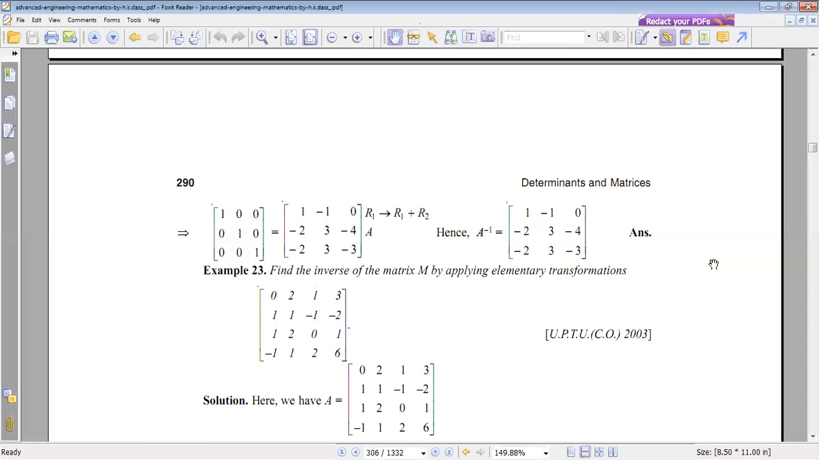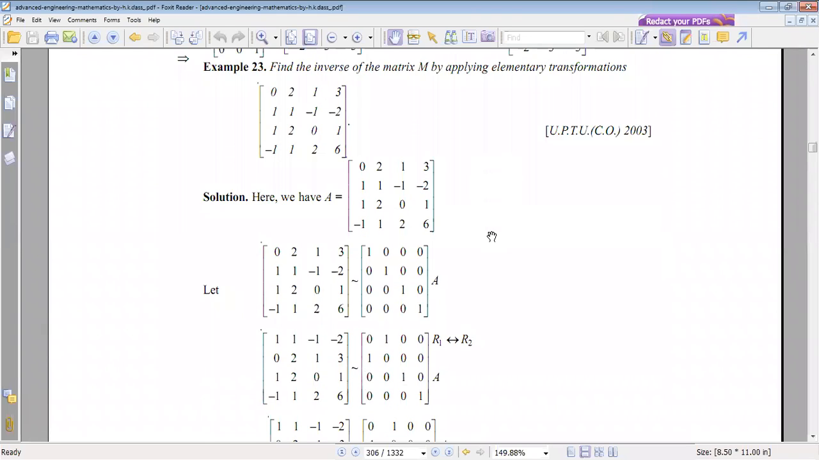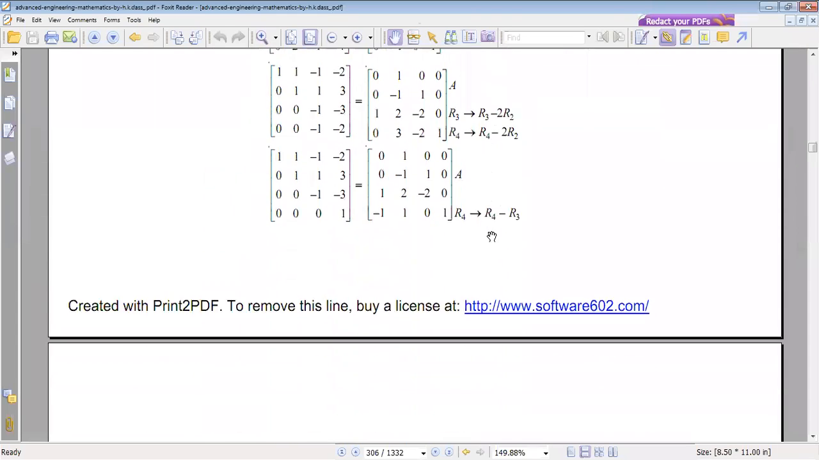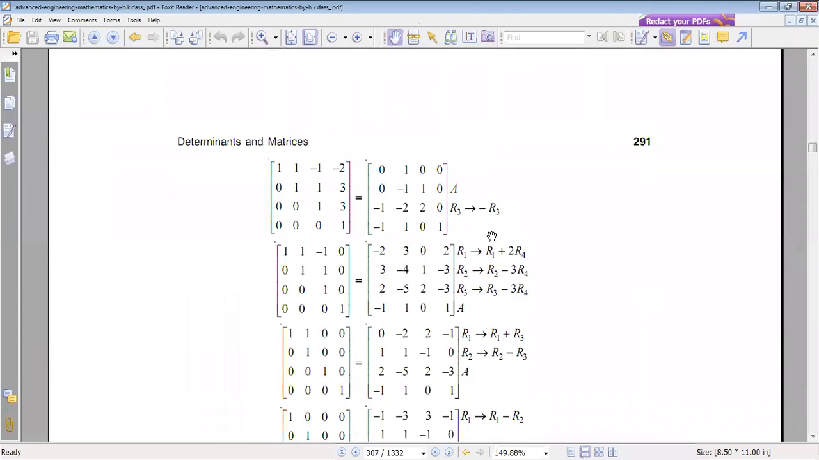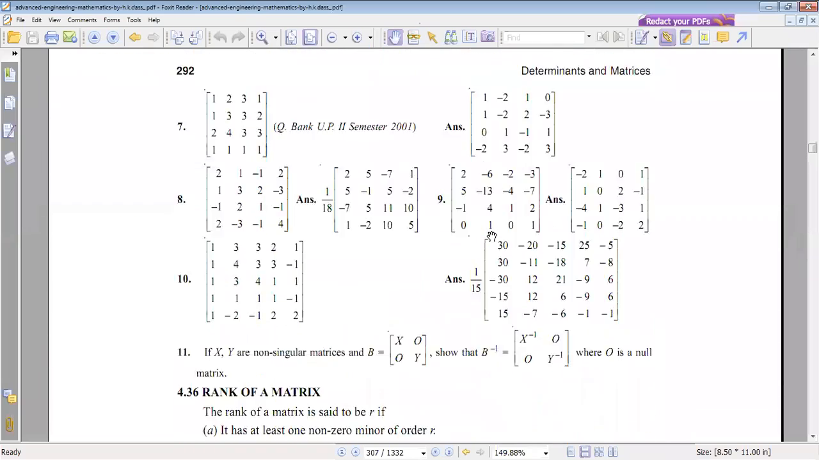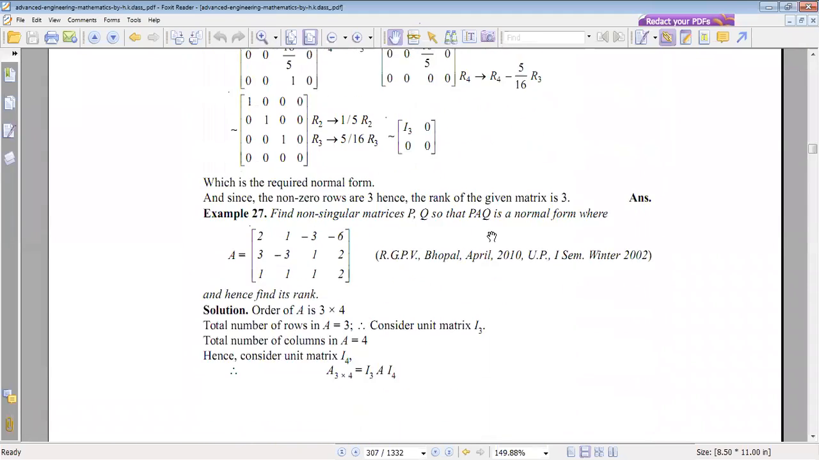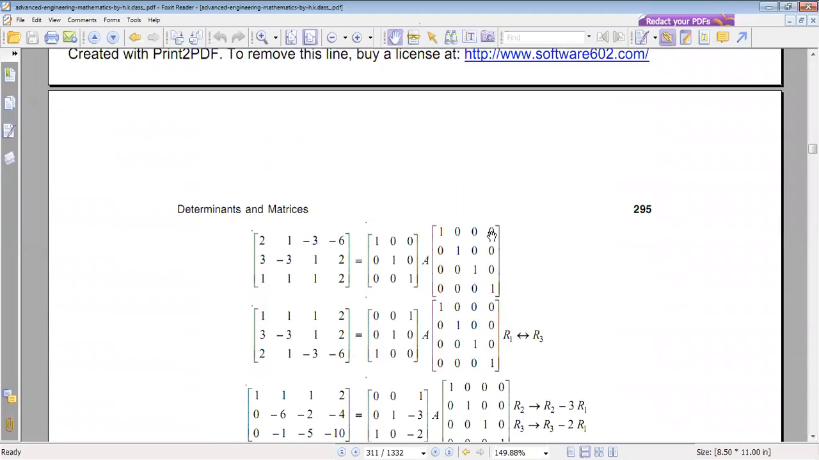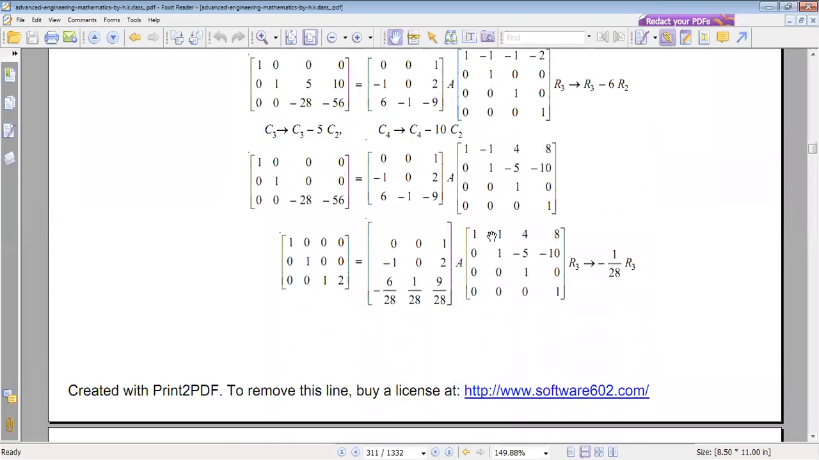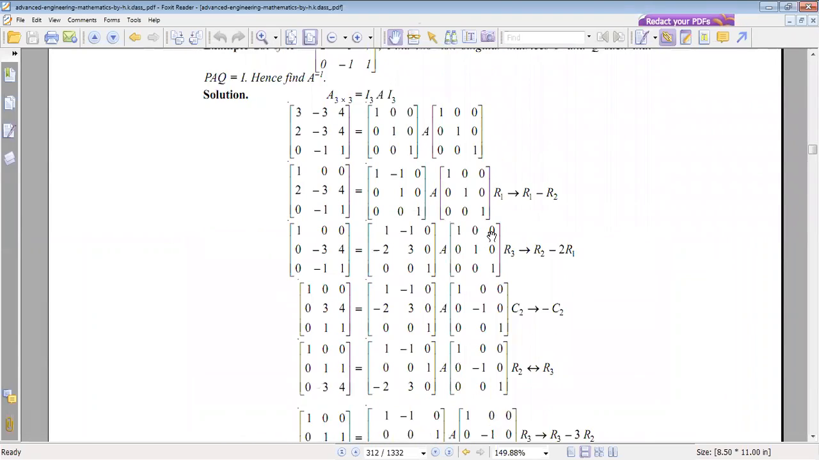Now tell me, is there any doubt? So there is a doubt in the unique solution part. Can you bring the slide again? So it was written like rank of A equal to rank of the augmented matrix equal to 3. So that part.